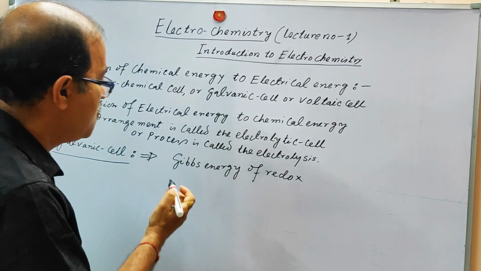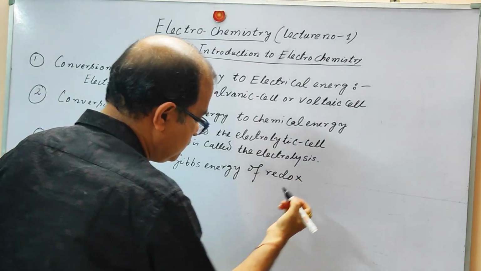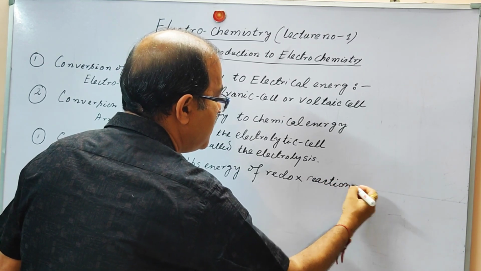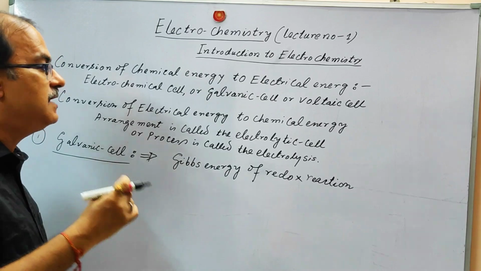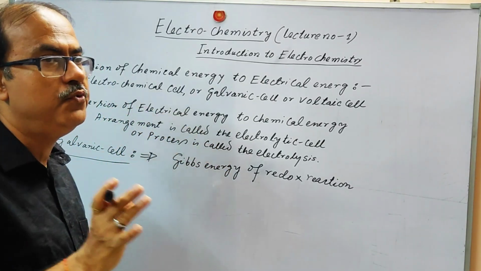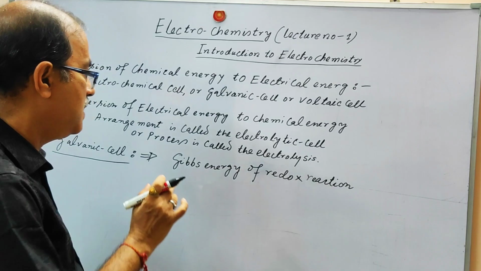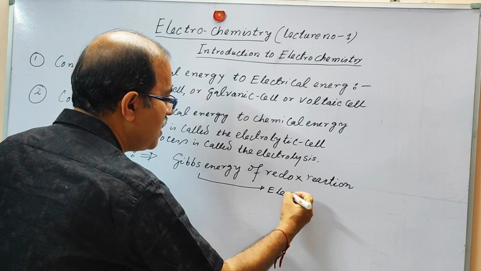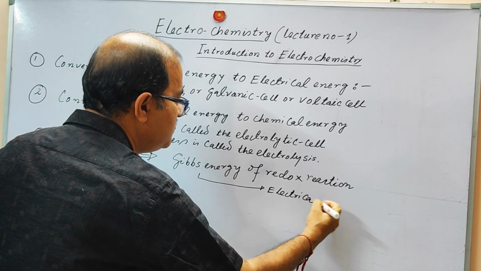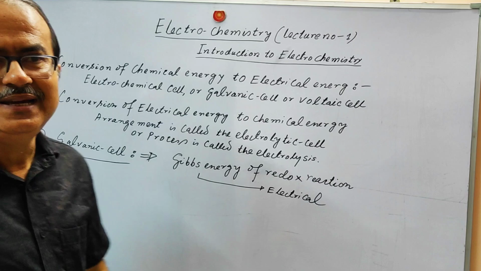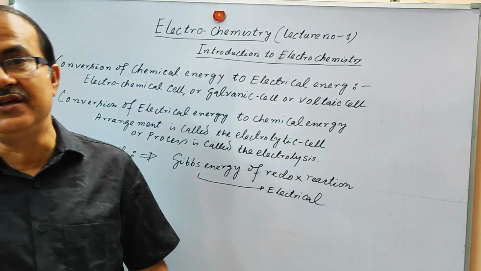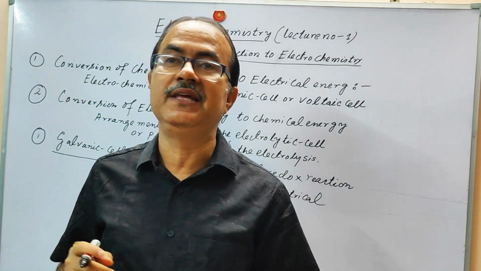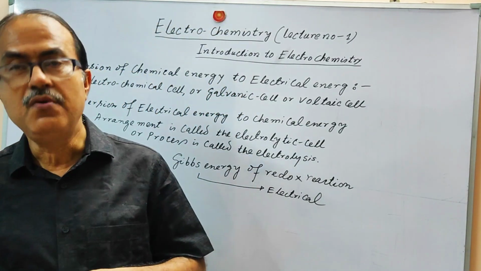So the Gibbs energy of a redox reaction can be converted into electrical energy. This energy is capable of doing some work, and we understand how this chemical energy is converted into electrical energy with the use of a proper arrangement. This is called the galvanic cell, or the voltaic cell, or basically electrochemical cells. So we now understand it.